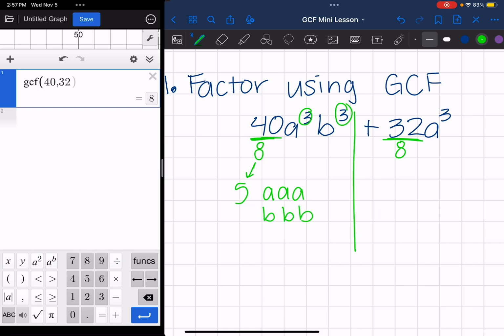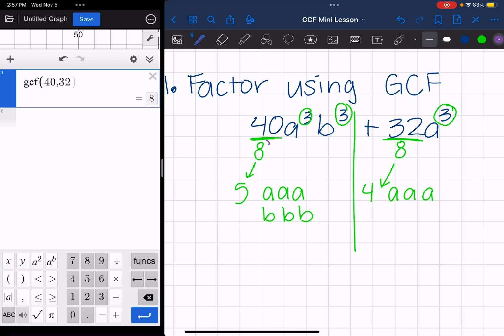Moving on to the other side, we're going to start by doing that 32 divided by 8, which will give us 4. And then on this side, we only have one variable, a cubed, which means I'm going to write out 3 a's. Once I have everything written out, we are now going to start to circle items to get our GCF.